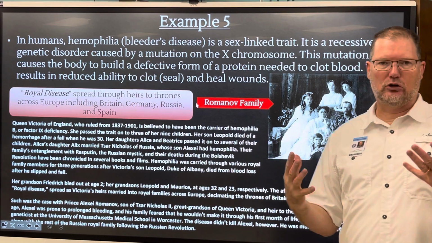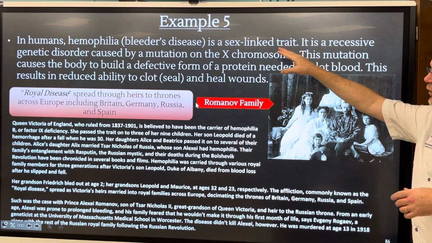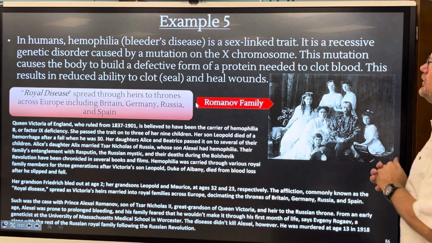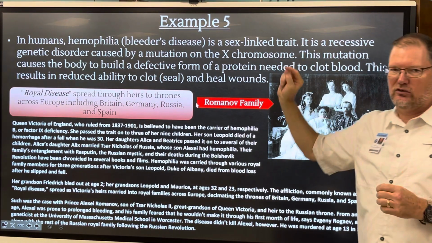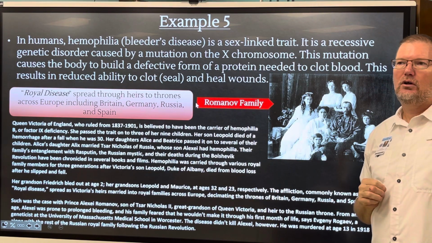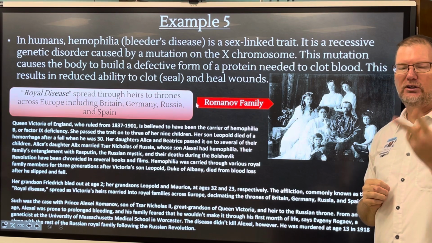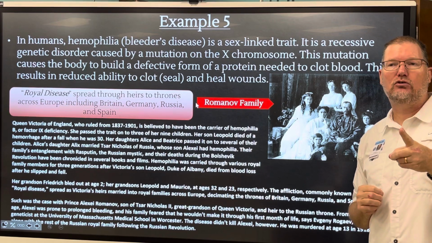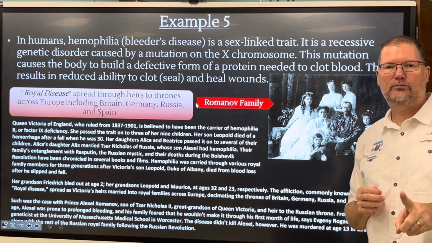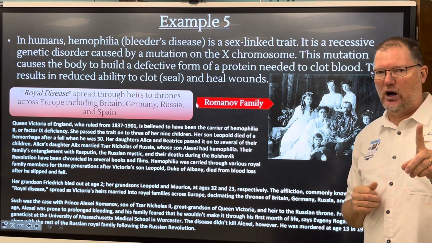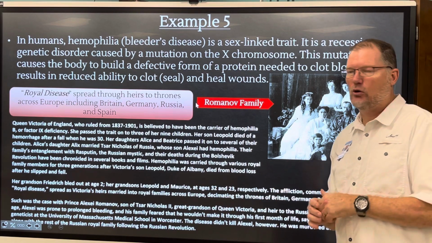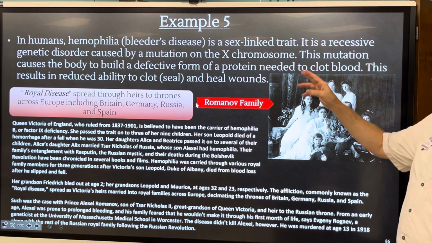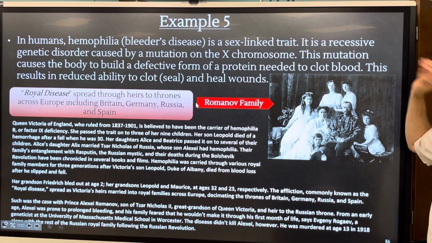So let's learn a little bit about it, all right? We know it's a sex-linked trait. We're talking about sex-linked traits, okay? It's a recessive genetic disorder. So you have to have 2 recessive alleles to have it. If you have 1 recessive allele and you're a girl, you can be a carrier. But the boy just needs 1 because it's not on the Y chromosome, okay? It's caused by a mutation on the X chromosome. So this mutation causes the body to make a defective protein to clot blood, said that already.